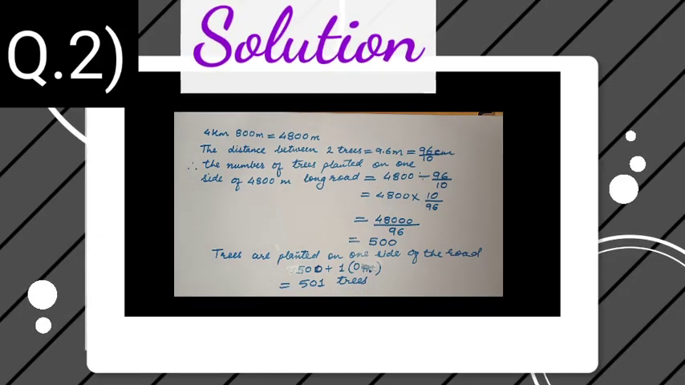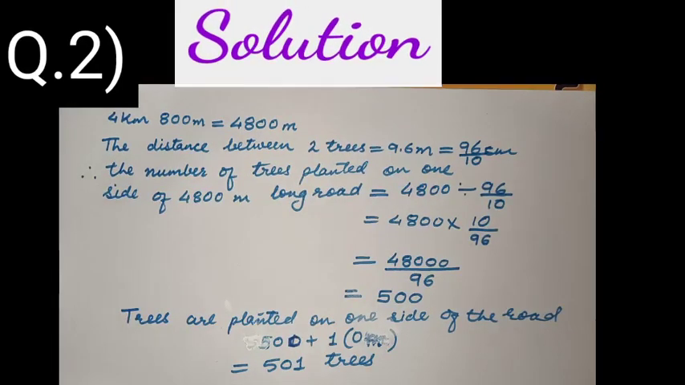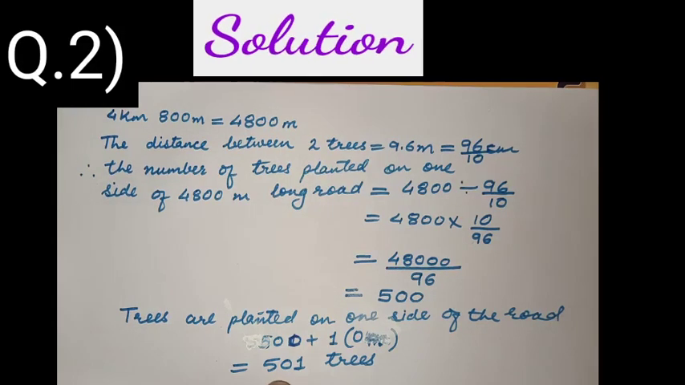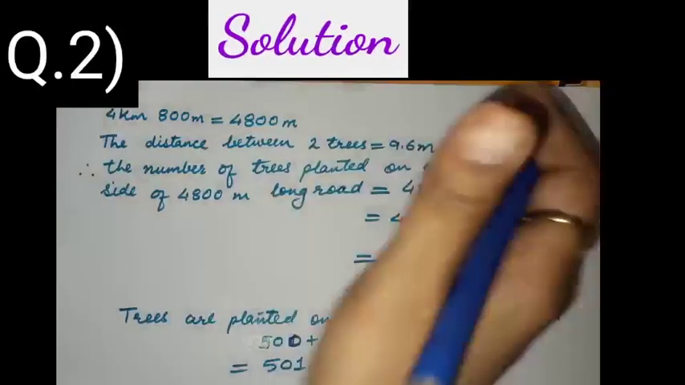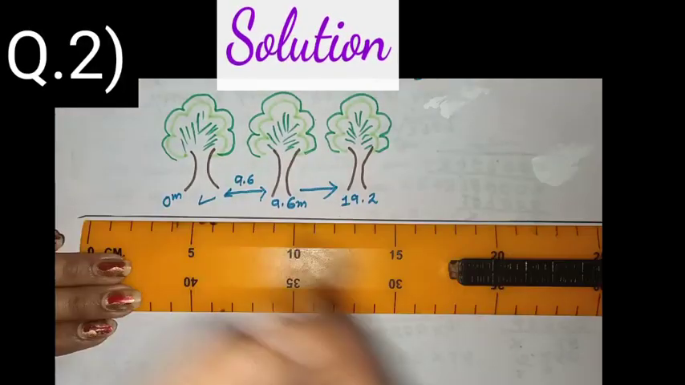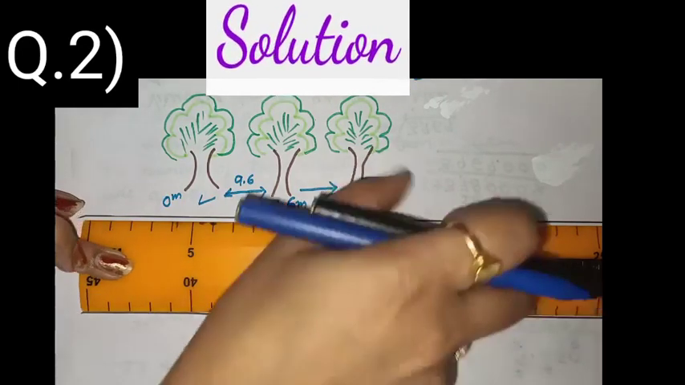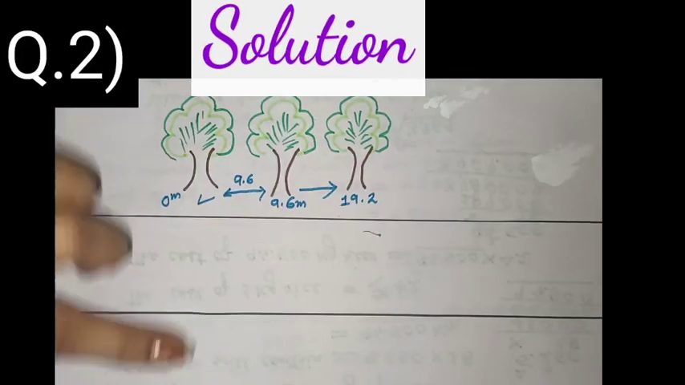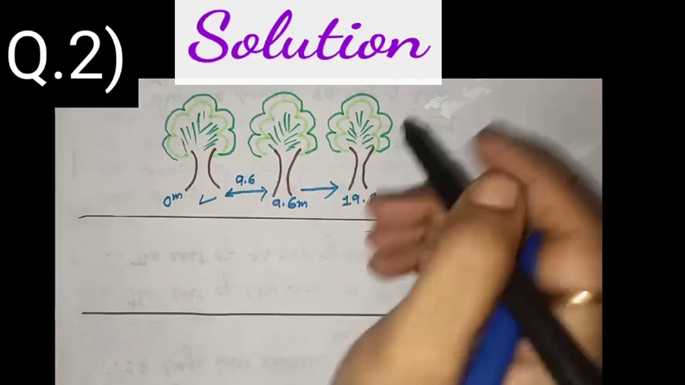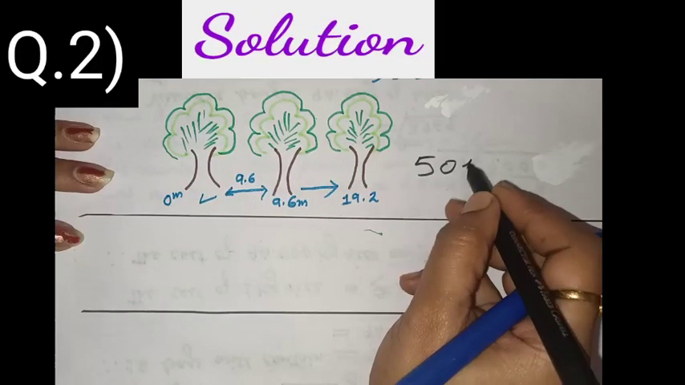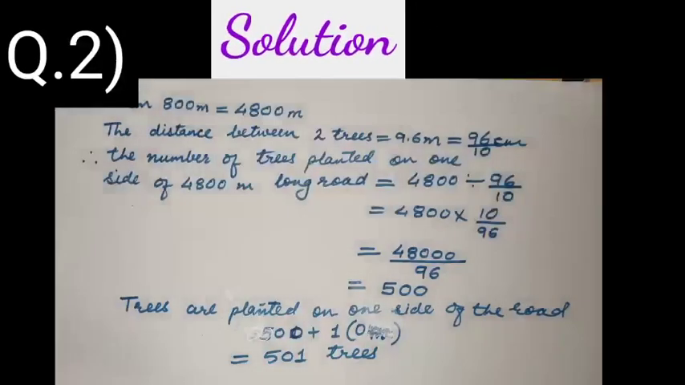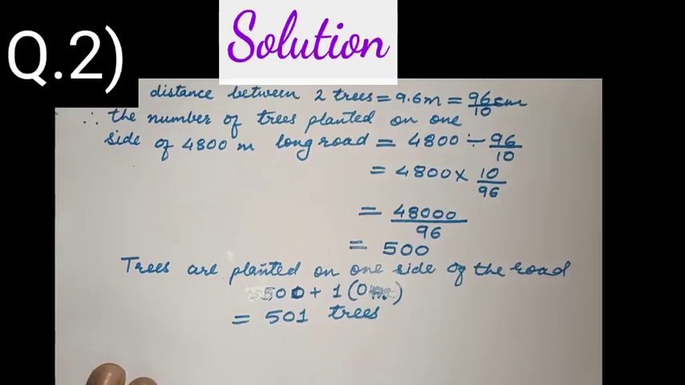So on both sides of the road, we know that we have to plant trees, so what we have to do here is multiply it by 2. Means on both sides the same number of trees will be there, with the same distance. So one side we have found now, that is 501 trees. So what about the next side? So for the other side we have to multiply it by 2.